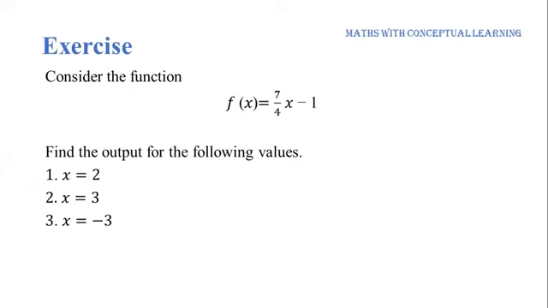Here is an exercise. Consider the function f of x equals 7 over 4x minus 1. By recalling our previous examples, I'm sure you are now confident enough to find the output for the following values.